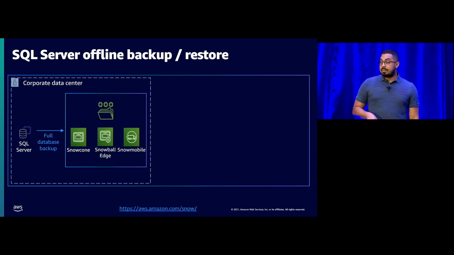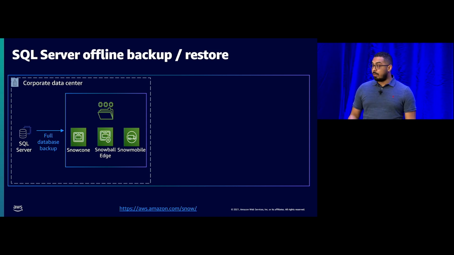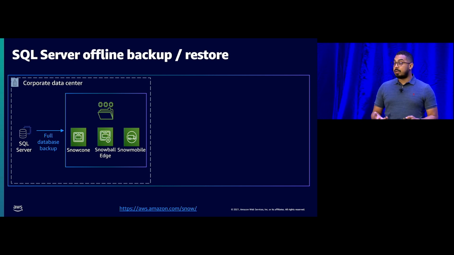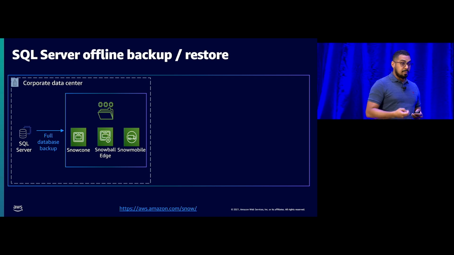Then there's the offline scenario. So let's say you have a data center that's in a remote location, has really low bandwidth, or you just don't have a good mechanism for actually transferring the data online into AWS. That's really where the Snow family comes in handy.